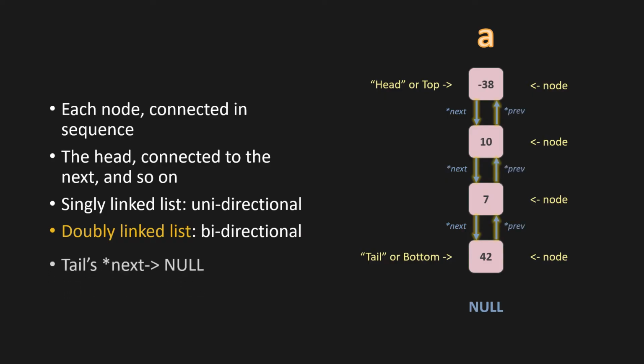The tail's next reference always points to null to signify the end of a linked list, unless it's a circular linked list though. A circular linked list can be either unidirectional or bidirectional, but the tail node in a circular linked list is linked to the head node, and we will not be using this.